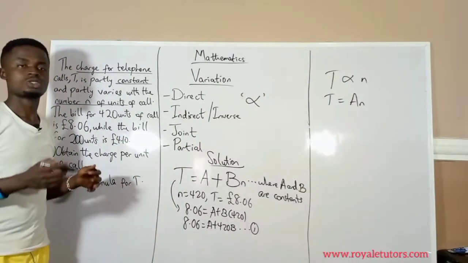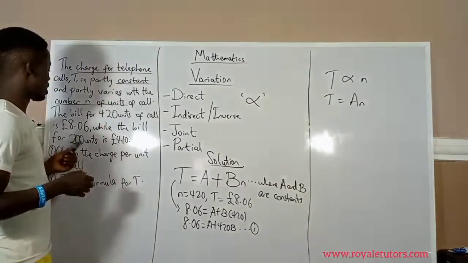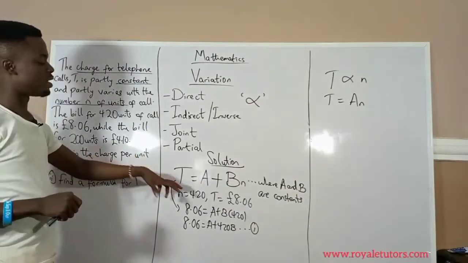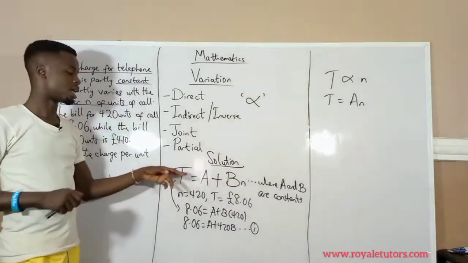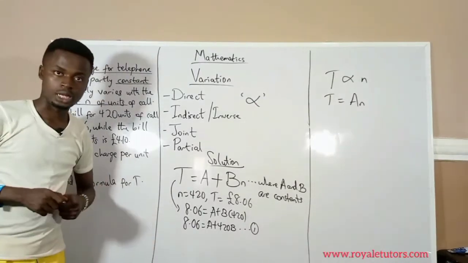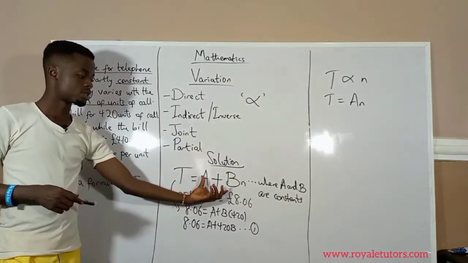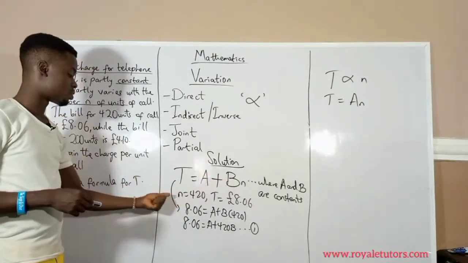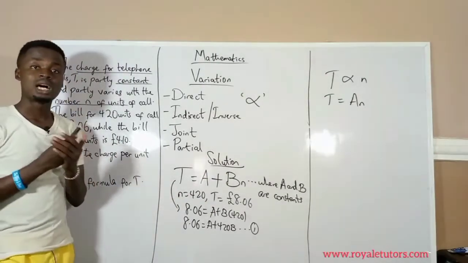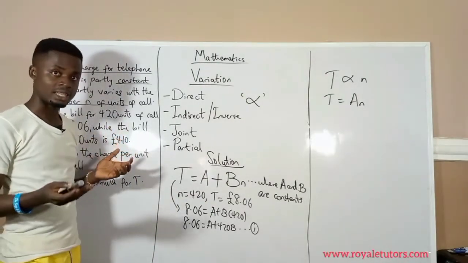All we are doing is trying to put the values we are given so that we can get the values for our constants. Don't forget I call them constants of proportionality. So we can get the values for our constants. Once we have the values for our constants, we can get the formula connecting T and N.